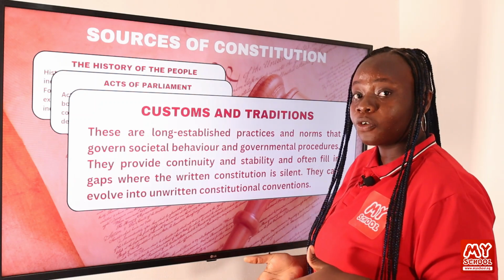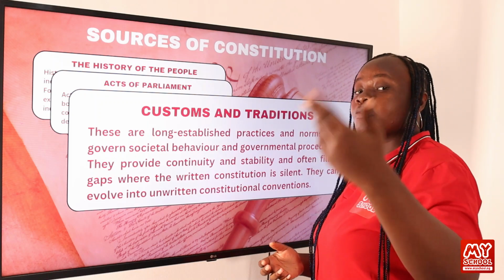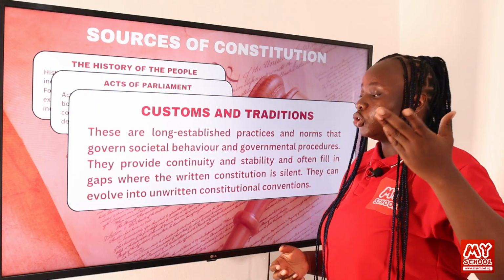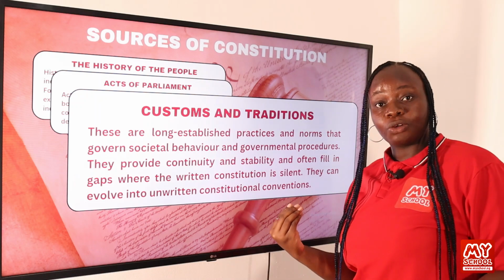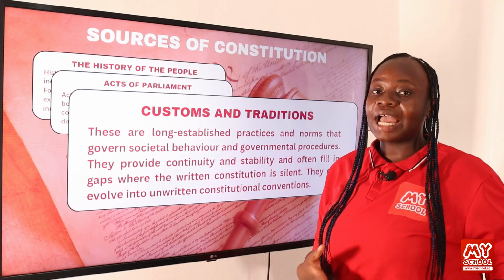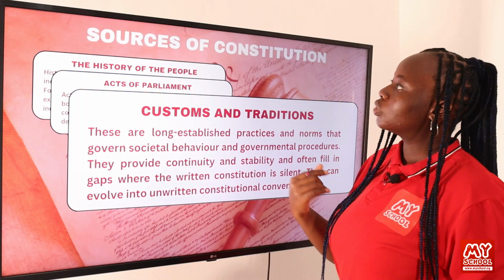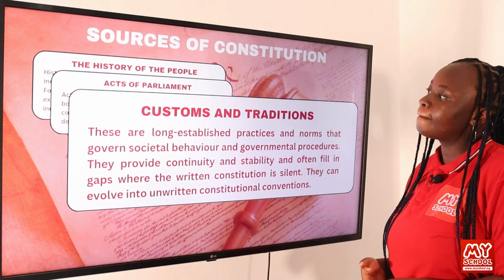In the United Kingdom, for example, most of their laws are usually conventions, things that they've been practicing for generations to come. So they actually make use of an unwritten constitution. So most of these conventions are what guide the actions of both the government and the citizens within the United Kingdom. So let's move on to the next source.